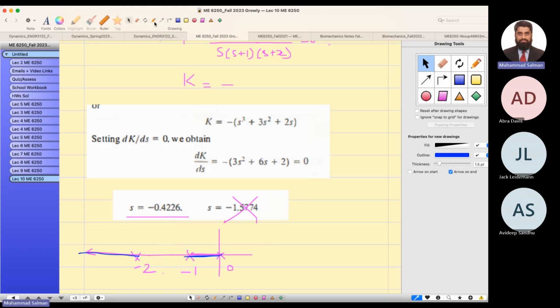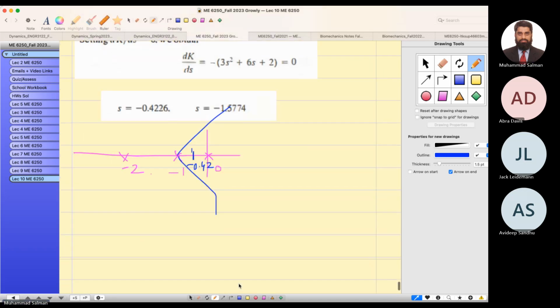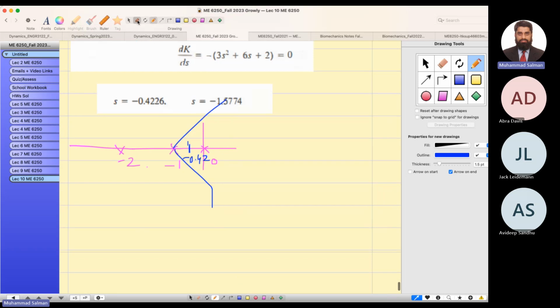Okay, let's do the math for here. So this is the breakaway point. The breakaway point is here, -0.42. So these are the asymptotes. You see my point? So this is my asymptote.